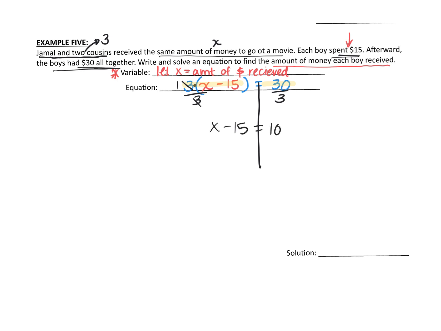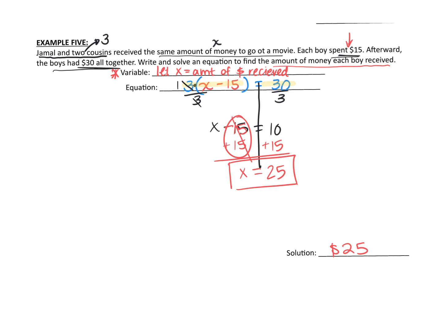Okay, now I just have one more step. If I want to isolate the X, I'm going to think, what's the inverse of subtracting 15? Well, that's adding 15 to both sides. All right, negative 15 and positive 15, that will zero out. That makes a 0 pair. So I'm left with X equals 25. So now if we think about our solution, remember it said let X be the amount of money received. So that means that each boy got $25 to start with.